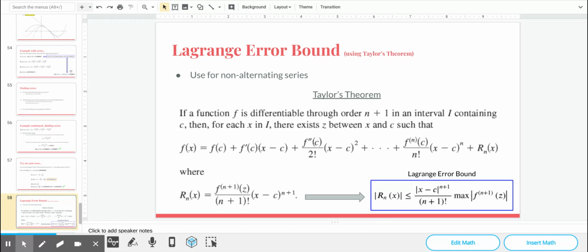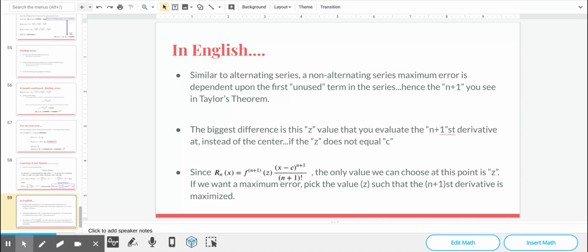All right, so let's jump to the next slide, and I'm going to try and explain it just a little bit better. So the first bullet I already talked about a little bit. Similar to alternating series, we're just using the next unused term, hence the n plus 1 you see all around Taylor's theorem. The biggest thing that we want to get our head around is this z value that I actually have to evaluate the n plus first derivative at.